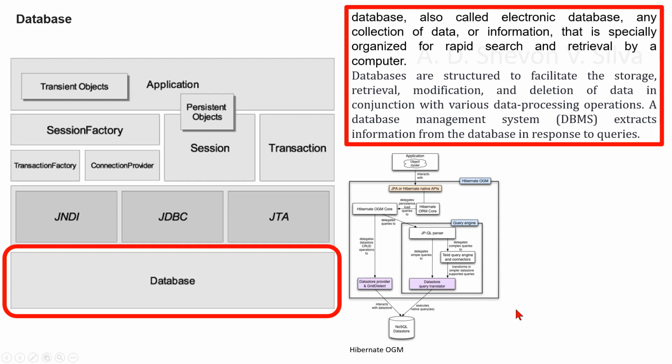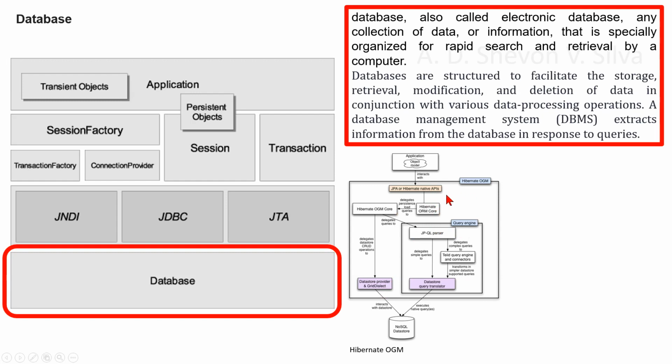Here you can see the application. The object model is inside the application, and the application is connected to JPA or Hibernate native APIs, and it interacts with JPA or Hibernate native APIs. JPA or Hibernate native API, Hibernate ORM core, Hibernate OGM core, data store provider, and grid dialect query engine are in Hibernate OGM.